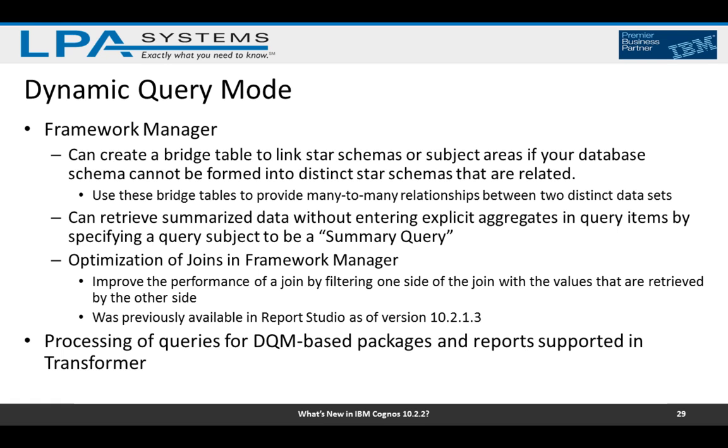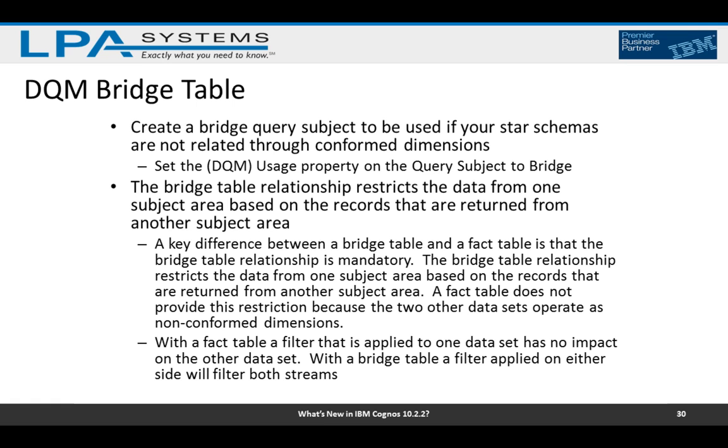There's a notion of join optimization in Framework Manager, and this is with one-to-manys. You can do this in Report Studio now, but with this release, it's been propagated to Framework Manager, so you can manage that centrally. And for those folks out there still using Power Cubes and Transformer, packages and reports written with dynamic query mode can now be used to source Transformer cubes. Heretofore you had to use only CQM packages and reports. Now you can also use DQM packages and reports.